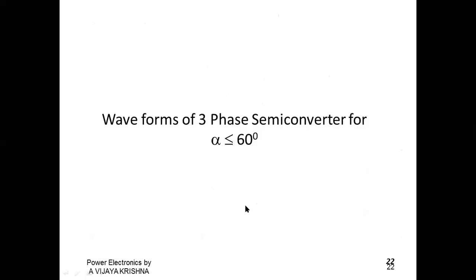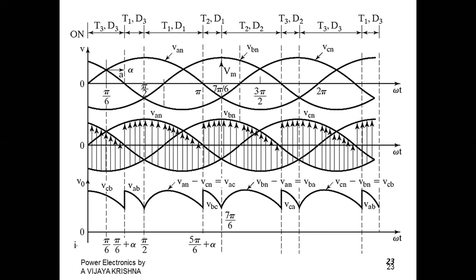For alpha less than or equal to 60 degrees, for voltage VAC, T1 D3 conduct simultaneously for 120 degrees, as shown. Similarly, the other elements conduct. The freewheeling diode does not come into operation, even for alpha equal to 60 degrees. Therefore, VAB, VBC, VCA do not appear in the output voltage waveform for alpha equal to 60 degrees.